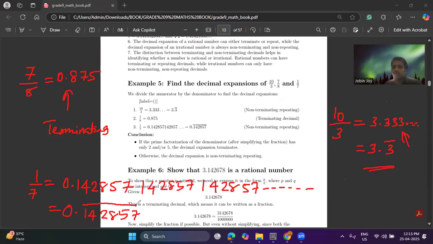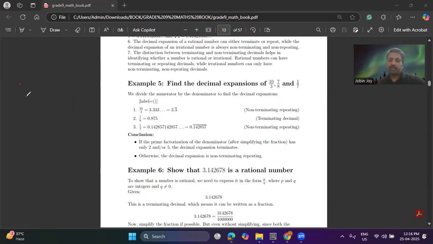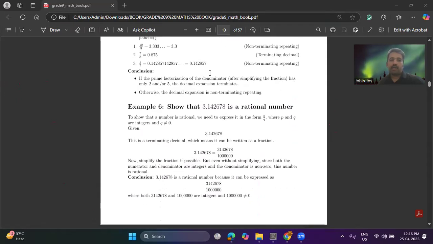So the repeating numbers are from 1 to 7, right? 142857. So this is non-terminating. This is non-terminating but repeating. Here these numbers are repeating: 142857. These numbers are repeating.